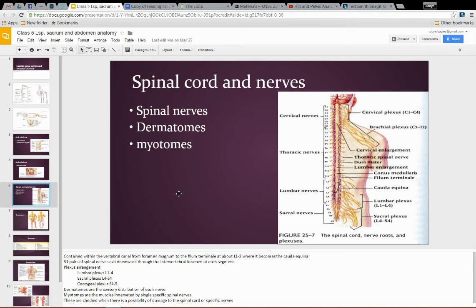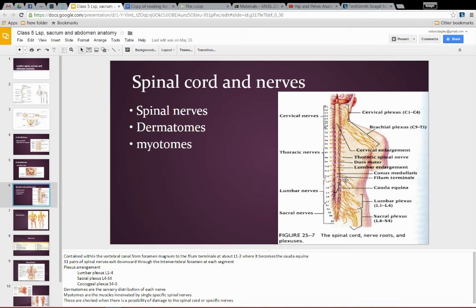So obviously the spine, we have the spinal cord and the nerves. They are contained in the vertebral canal, and they run from the foramen magnum, which is the very top, all the way to about L1 to L2. So your spinal cord actually ends at L1, L2, and it becomes the cauda equina. So it tends to look more like a horsetail at the bottom. You have 31 pairs of spinal nerves that exit downward through the intervertebral foramen at each segment.